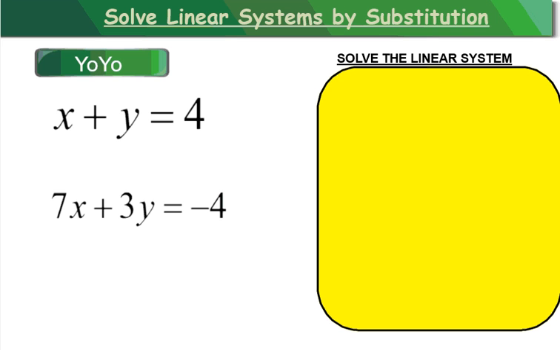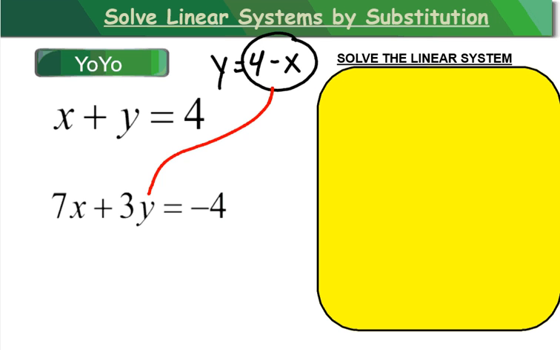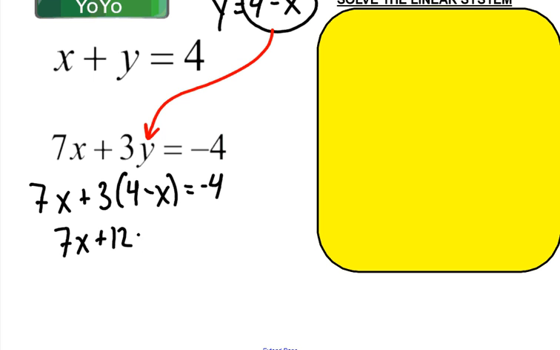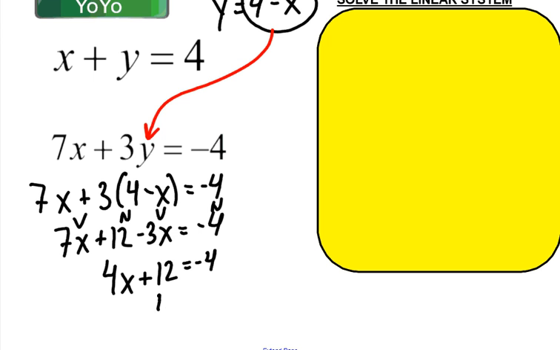Okay, let's see how it went. For this first part, if you solve for x or y, it doesn't matter. You could subtract the x. You would then get y equals 4 minus x. And I'm going to take this and substitute it right down here where I have y. So instead of writing y in the other equation, I'd have 7x plus 3 times 4 minus x equals negative 4. Distribute your 3 through. I get 7x plus 12 minus 3x equals negative 4. I've got variable, number, variable, number. I combine my variables because they're on the same side, so I get 4x plus 12 equals negative 4. Subtract the 12 and I get 4x equals negative 16. Divide by 4 and I get x equals negative 4.